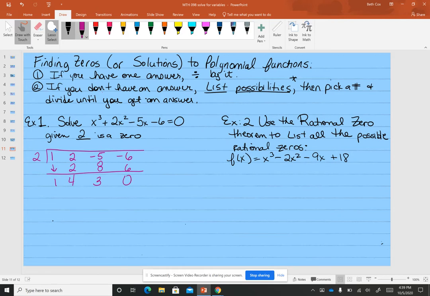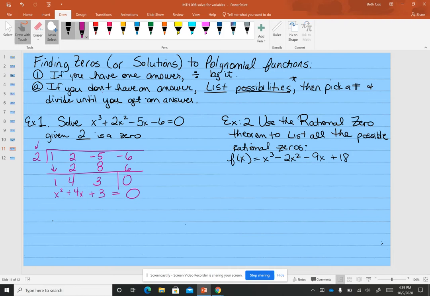But now we need to know what we're looking for. We're looking for places where this equals 0. So our first answer is 2. If I plug in 2, I'm going to get 0. That's what this is telling me. And it's also telling me that 1x squared plus 4x plus 3 is also a factor.